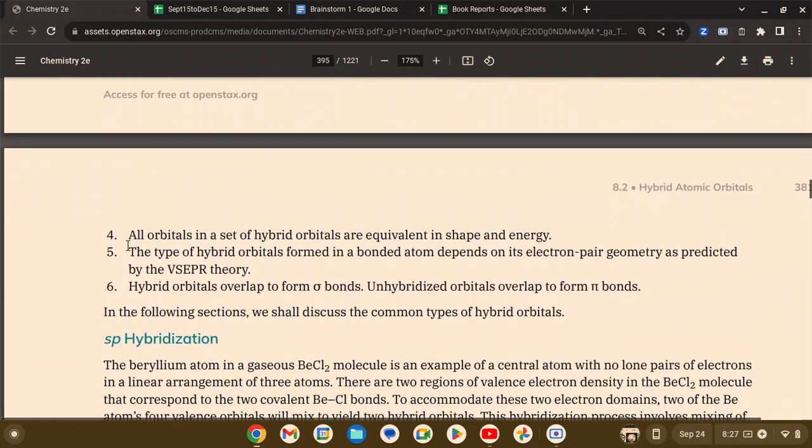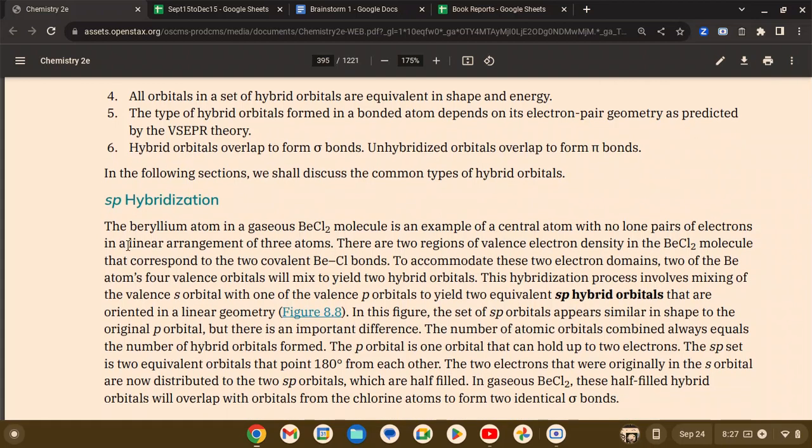5. The type of hybrid orbitals formed in a bonded atom depends on its electron pair geometry as predicted by the VSEPR theory. 6. Hybrid orbitals overlap to form sigma bonds. Unhybridized orbitals overlap to form pi bonds. In the following sections, we shall discuss the following common types of hybrid orbitals. sp hybridization.